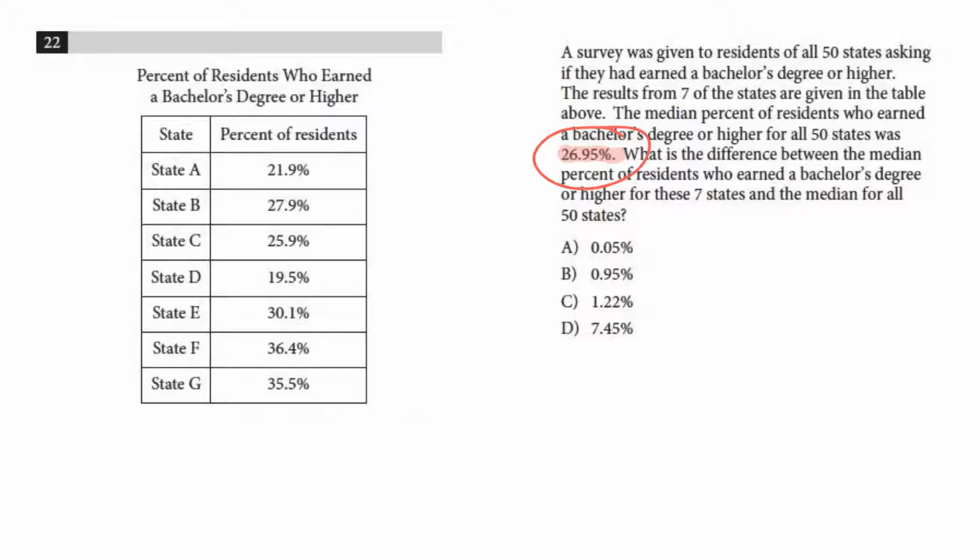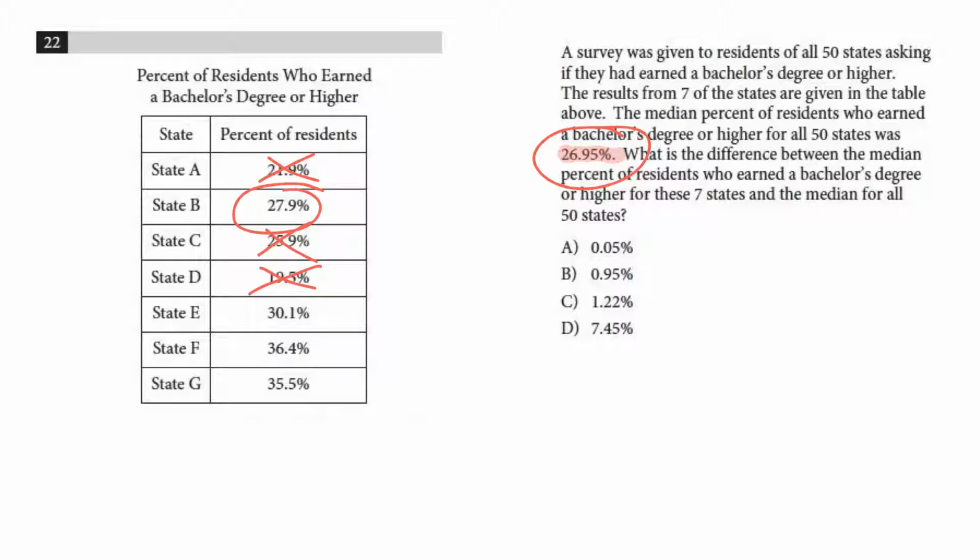So we just have to count in four states, and we'll count in from least to greatest. So we've got the least value is 19. That's 1. The next least value is 21. Then we have 25. And then we have 27.9 would be the fourth value, or the fourth state. And that value, that would be the median.